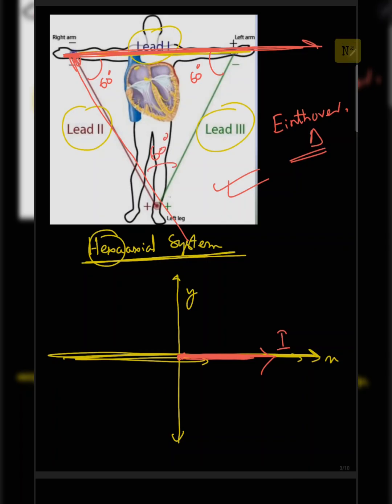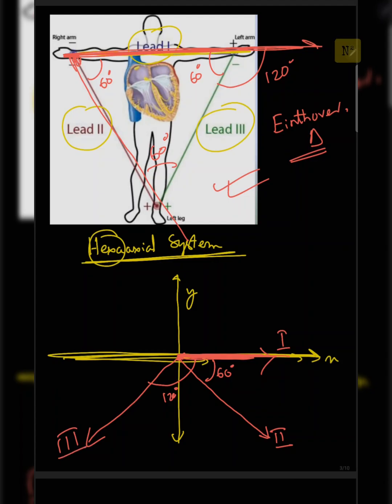Now since lead 2 is passing at an angle of 60 degrees with lead 1, what you'll do is extrapolate this lead 2 at a 60 degree angle with that of lead 1. So that comes as your lead 2 in a hexaaxial system. Now lead 3 is again making an angulation of 60 degrees, or you can say 120 degrees with that of lead 1. So if this is lead 1, 120 degrees from lead 1 will be what? This is the 120 degree. So this is lead 3 for you.